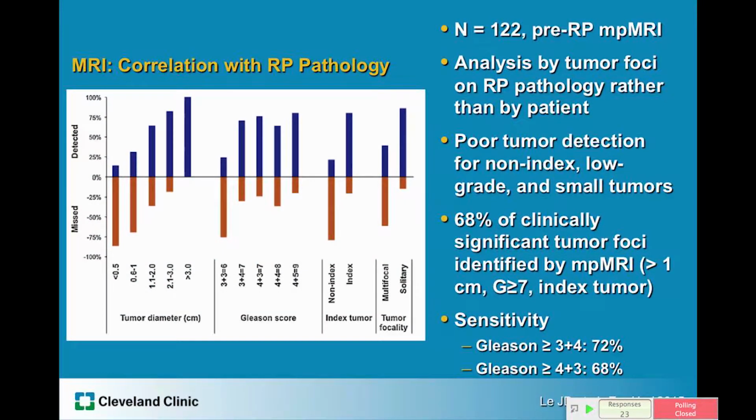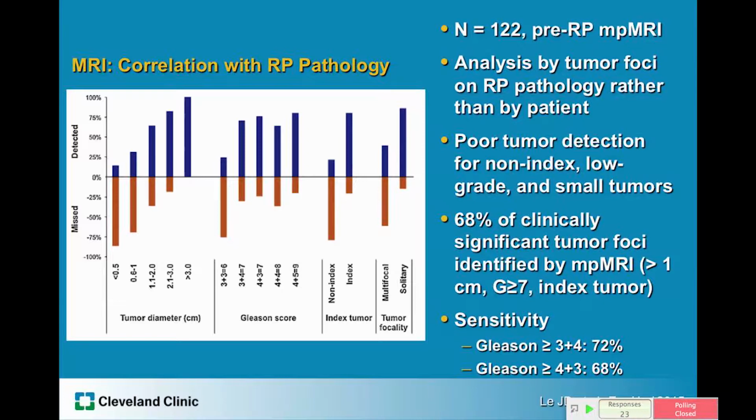So what are the clinical characteristics of prostate cancers that are visible on MRI? This study looked at 122 patients with pre-radical prostatectomy MRIs. And what they found is that tumors that are smaller than 0.5 to 1 centimeter in diameter are often missed. So everything above the line there is missed tumors. Those are often missed on MRI. Gleason 6 prostate cancers are often missed on MRI as well. Non-index lesions are often not seen, and multifocal tumors also are more likely to be missed.